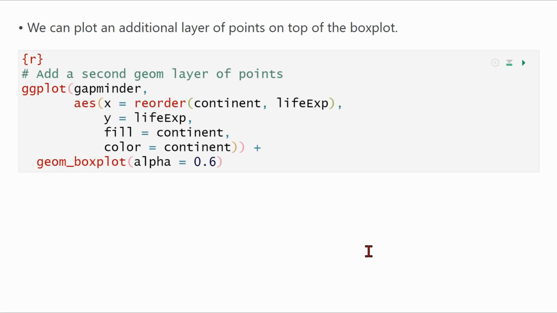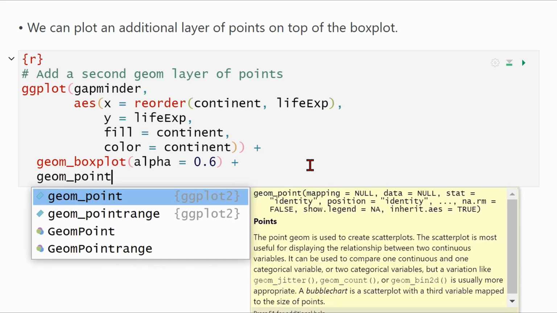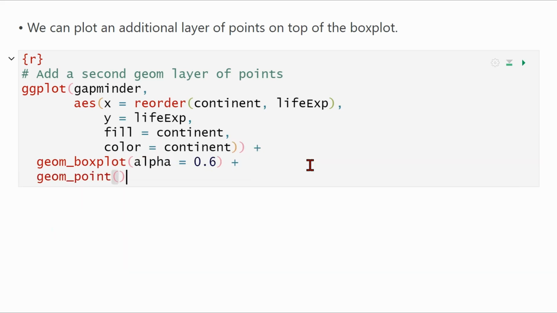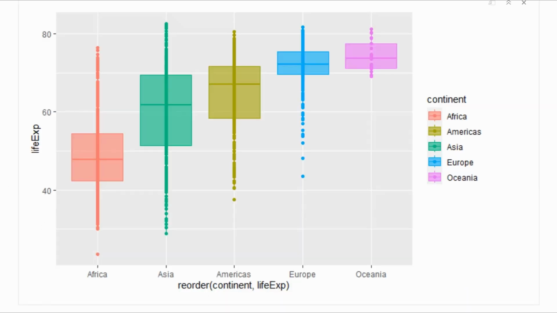So one way to do this is to add a second geometric layer, and you might think to add points, we can just use geom_point as we have done earlier. Let's see what happens when we run this. We do get points on our box plot. However, geom_point has plotted all the data points into vertical lines.